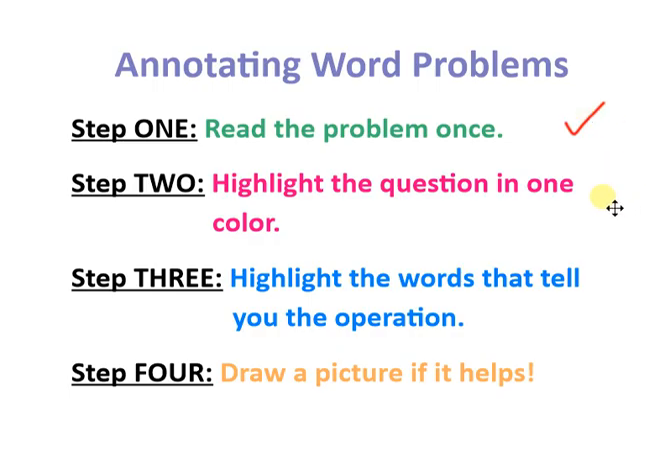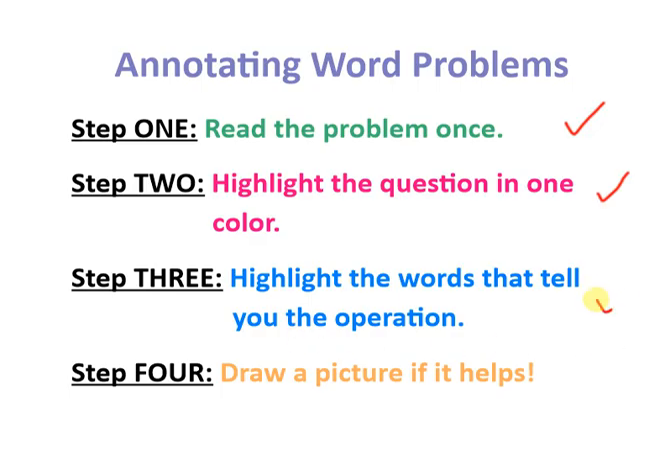Step 2, highlight the question in one color, okay? You have to read the question anyway. Highlight it in one color. Why do we highlight the question? Because sometimes the question is not simply asking you to add the two decimals together and call it a day. Sometimes it's asking you to take it a step further or to convert it into another unit of measure. So that's why we like to zone in on the question.